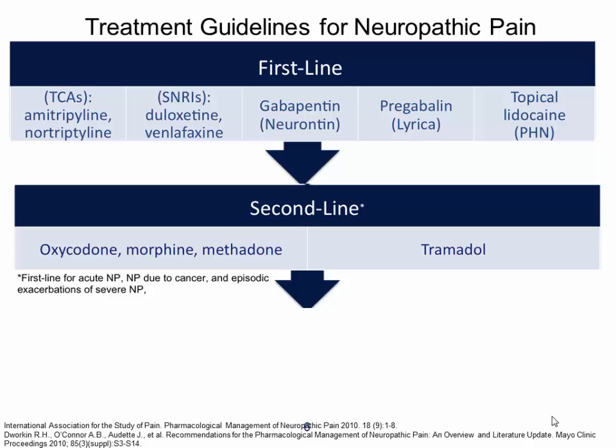So the opioids, or anything that hits the opioid receptor, are second line for general neuropathic pain. Now, if you're talking about neuropathic pain in the cancer setting, these can be bumped up to first line, especially methadone.